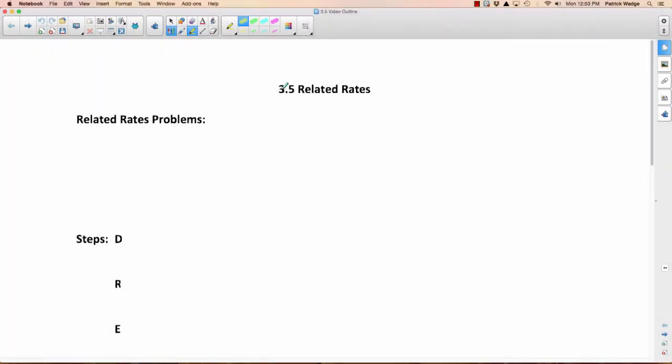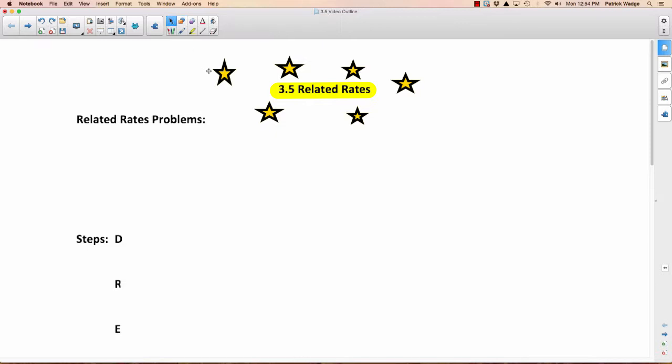The next section is 3.5. It's related rates. And this, my friends, is a very hard section. You might want to put some of these all around the title to remind yourself that this is difficult. Don't get upset if you have troubles with this section. I would say in the whole course there's probably, I don't know, 4 sections that I'm going to give the superstar designation to, and this is one of them. Related rates is very difficult.